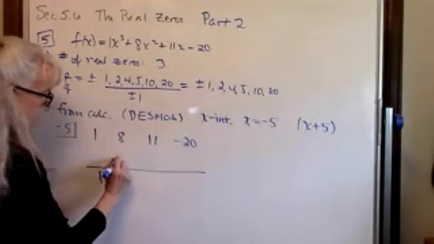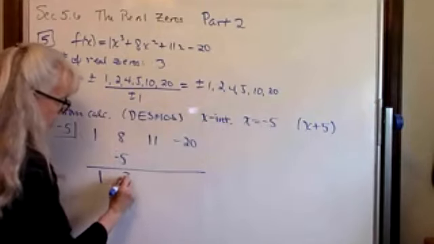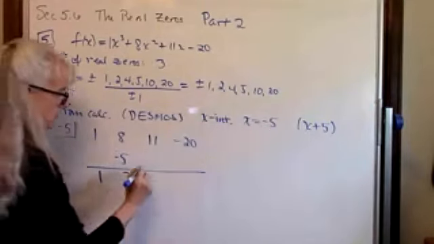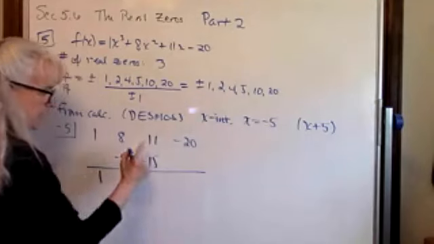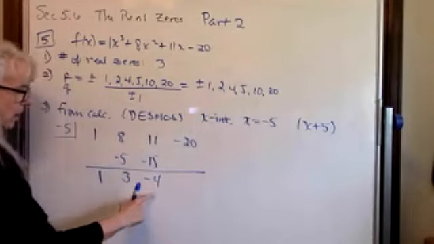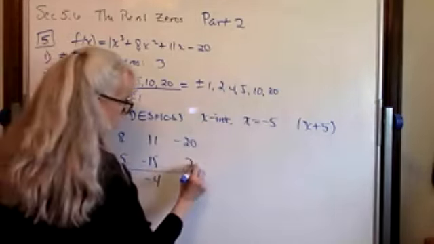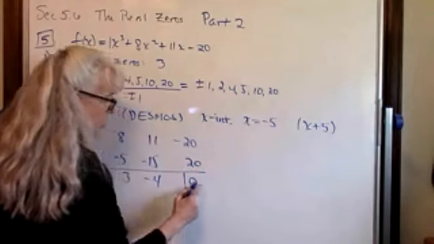-5 times 1 is -5. Adding that column gives me 3. -5 times 3 is -15. Adding that column is -4. And -4 times -5 is +20, which adding that column gives me 0, which we know.